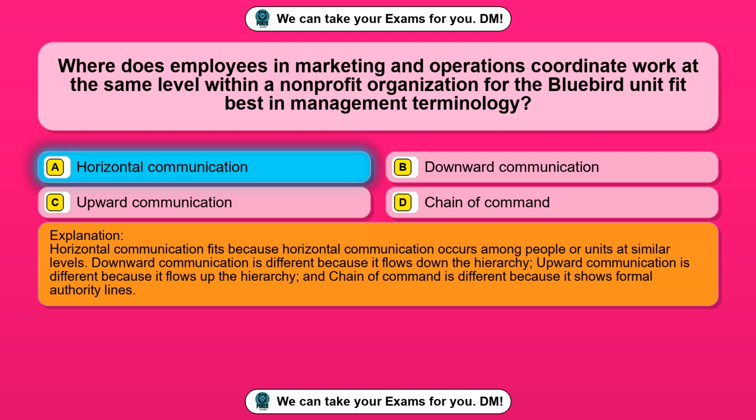Horizontal communication fits because horizontal communication occurs among people or units at similar levels. Downward communication is different because it flows down the hierarchy, upward communication is different because it flows up the hierarchy, and chain of command is different because it shows formal authority lines.